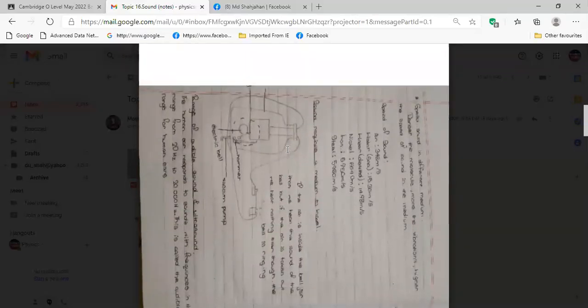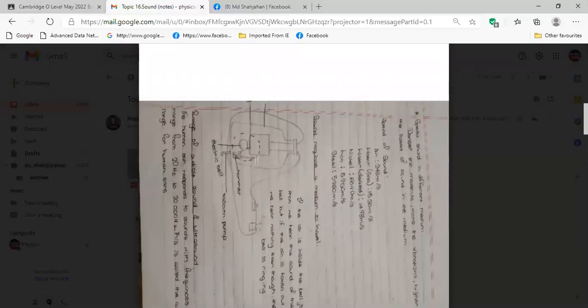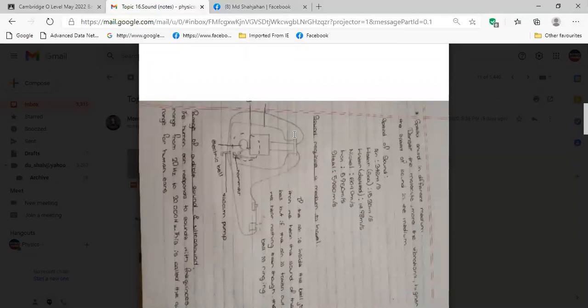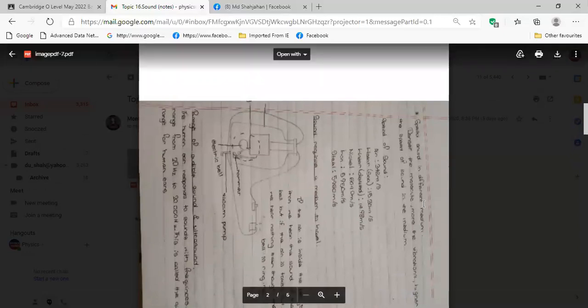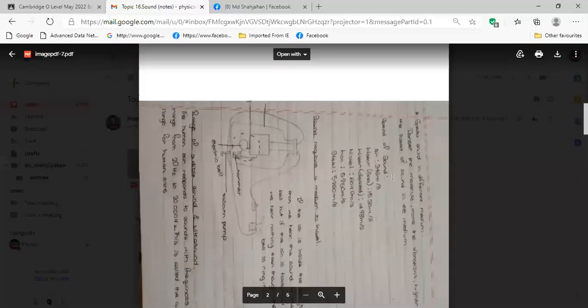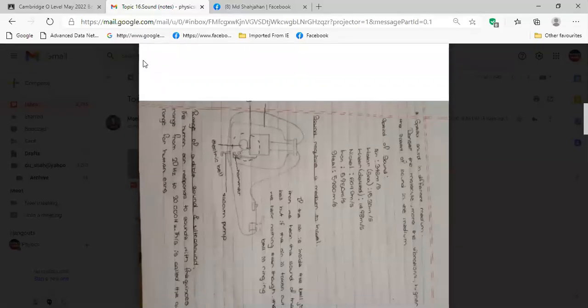sound requires a medium to travel, this one experiment, the bell jar experiment. See, speed of sound is different in different media. She wrote air, then water, then iron. So from here also you understand where sound is fastest, where it is medium, where it is slowest. You can understand from this list, right? Is it clear? Yes.